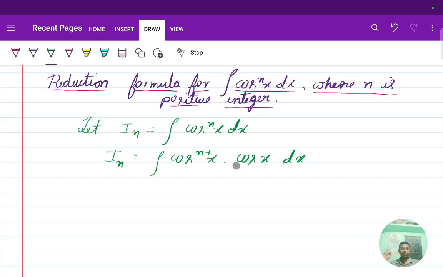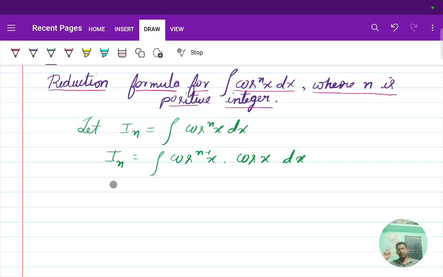We can write this, no. Here the power is 1. When we multiply, the powers should be added. Here minus 1, here plus 1, plus 1 minus 1 cancels. We get cos power nx dx, right?